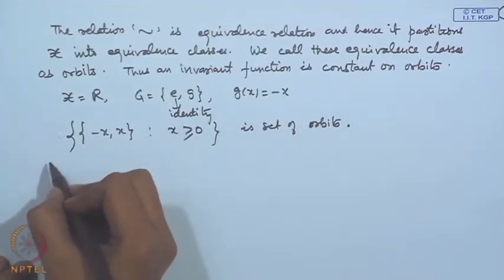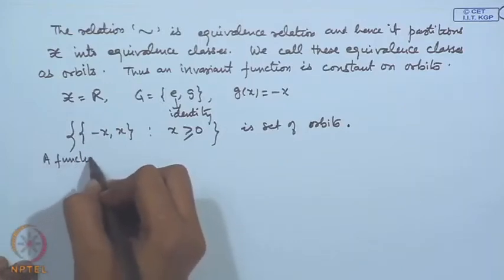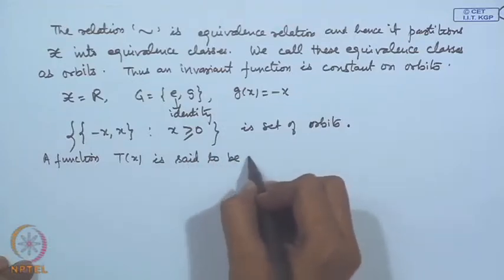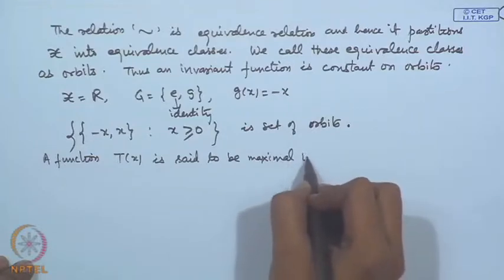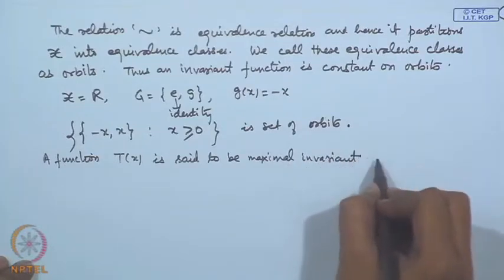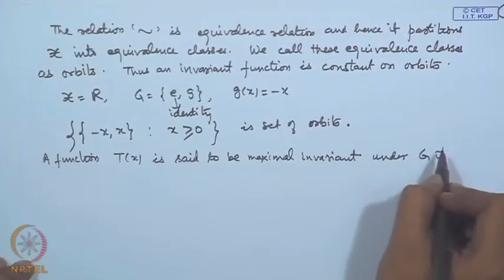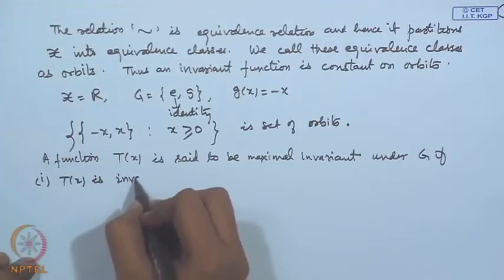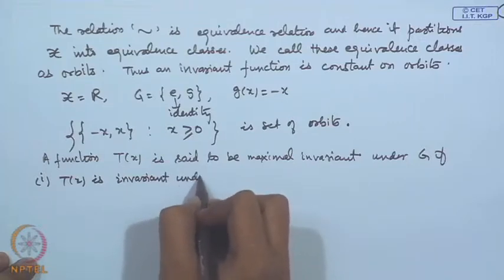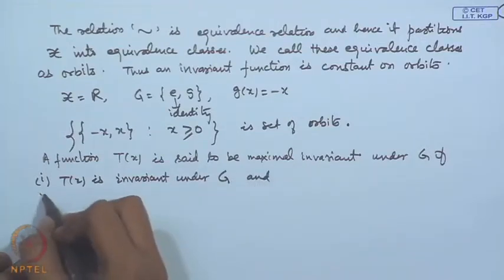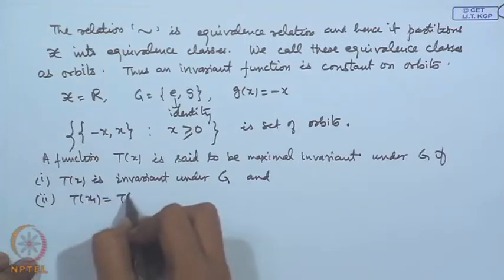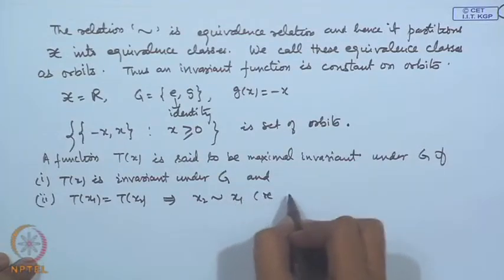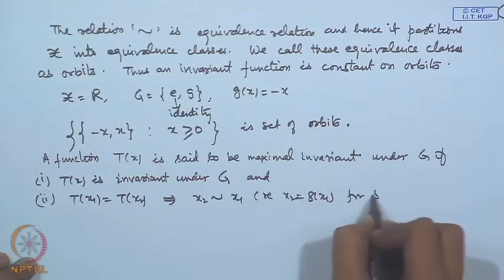Now, I define what is a maximal invariant. A function T(x) is said to be maximal invariant under G if, first, T(x) is invariant under G, and secondly, T(x1) is equal to T(x2) implies that x2 is equivalent to x1, that is, x2 is equal to g of x1 for some g.